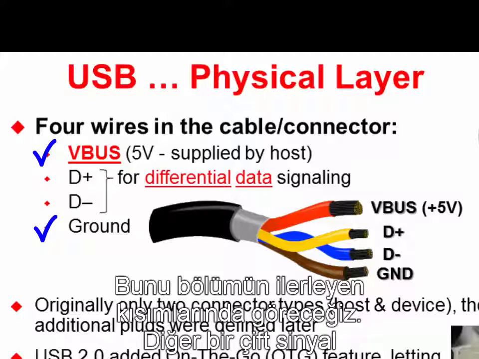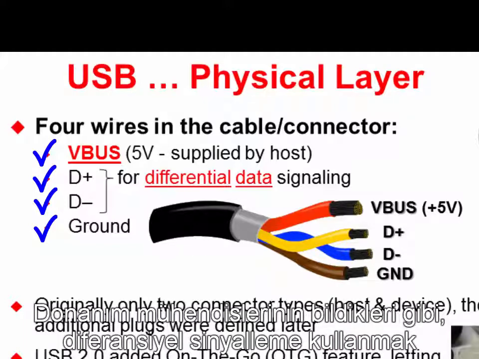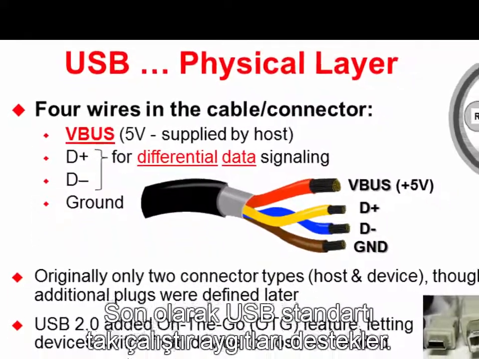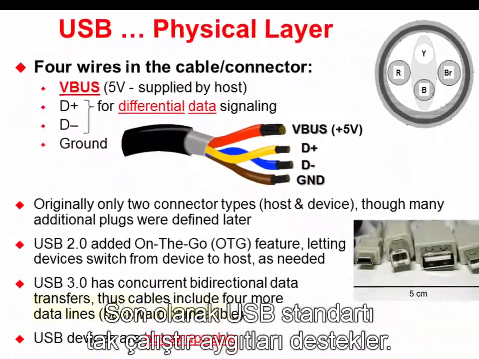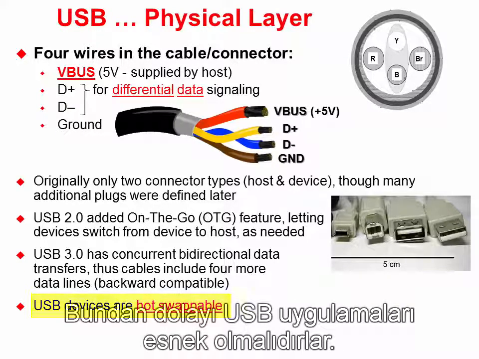The other pair of signals, D+ and D-, provide a differential data signal from the host to the device. As most hardware engineers know, using differential signaling provides more robust data transmissions. Finally, the USB standard supports hot swappable devices. This means they can be connected and disconnected as needed. Therefore, your USB application should remain flexible.